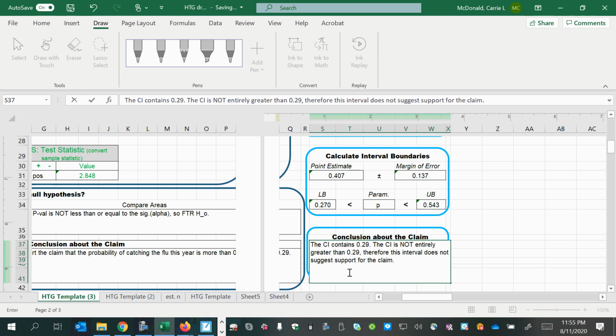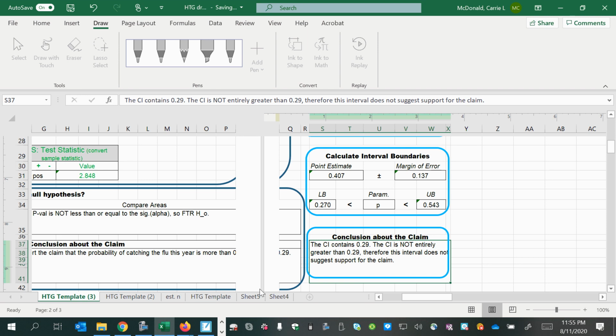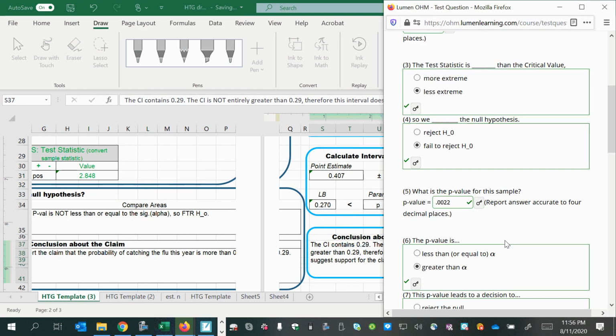Okay, so the confidence interval doesn't seem to be giving us the same conclusion that our hypothesis test did. In the hypothesis test, we had support for the claim. Here we don't. That's not really a problem. It's just something that happens sometimes. It could mean we need to do more research, or it could mean that there's a mistake somewhere. So let's check our answers. We'll go and enter our answers and see if we get them right.